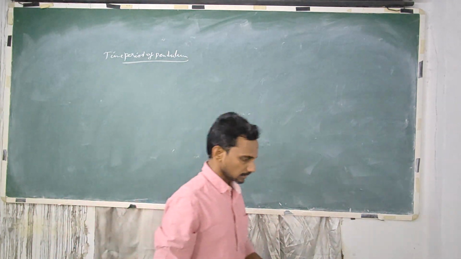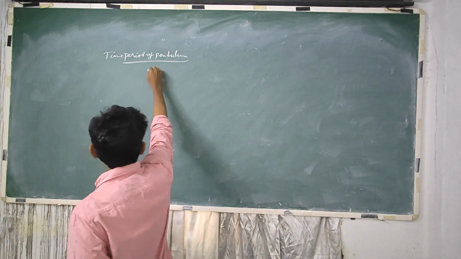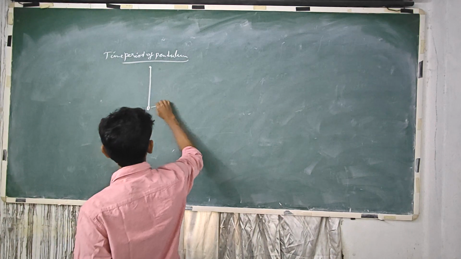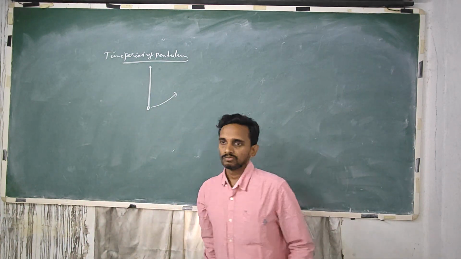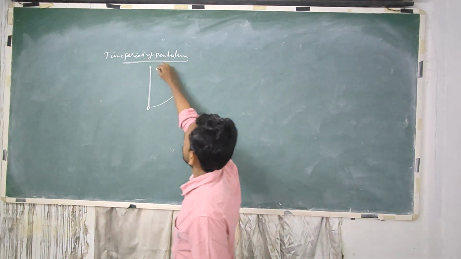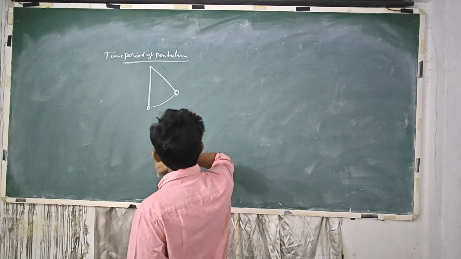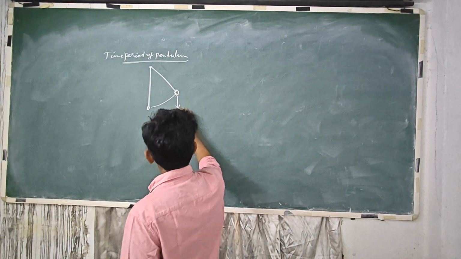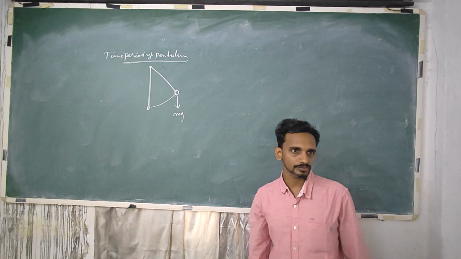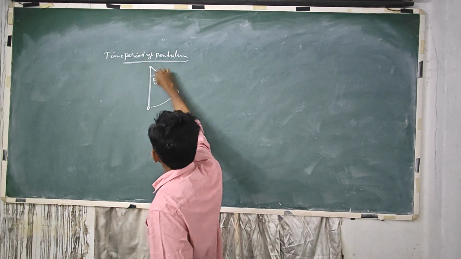So I'm considering the time period of a pendulum. What is going on here in a pendulum? We are pulling it away from its mean position. So there will be gravity acting on it downwards, and let's say this angle is theta.